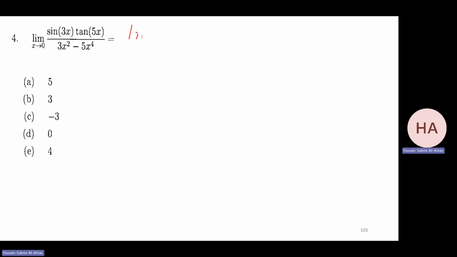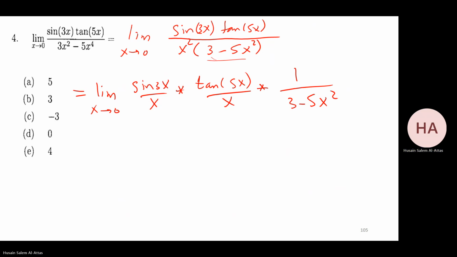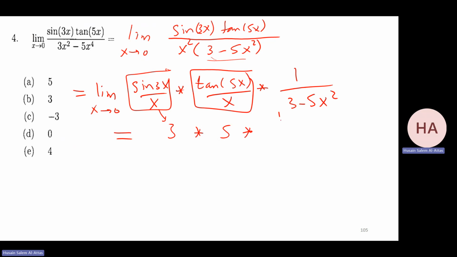Same idea, but you need to do some calculation here or some factorization. Tan 5x, I can take x squared as a common factor from the denominator, it will be x squared times 3 minus 5x squared. And this I can rewrite, limit as x goes to 0, sine 3x over x times tan 5x over x, the rest, which is 1 over 3 minus 5x squared. Look, the numerator is sine 3x times tan 5x, and the denominator is x squared times 3 minus 5x squared. This is 3, this is 5, and this is just substitution. 1 over 3 minus 5x squared as x goes to 0 is 1 over 3. So the answer is 5, which is this.